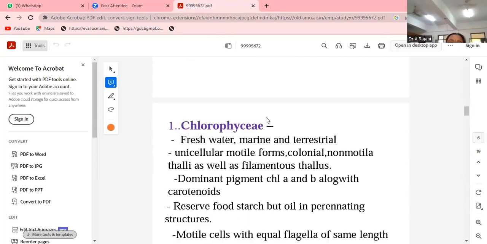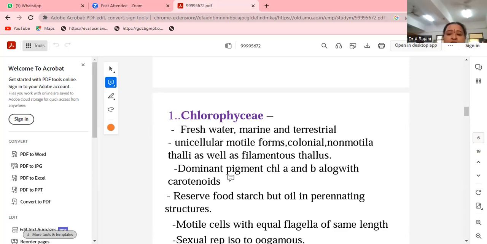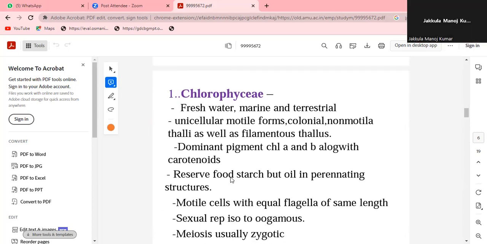Coming to the classes, what is class 1? What characters are there? How to divide it? First I'll explain the first class, Chlorophyceae. See, Chlorophyceae means green algae. Here, the color is main, that is, the pigment is important. Flagella is important, reserve food material is important, and the reproduction and life cycle. These 5 characters are the basic things for each and every class.